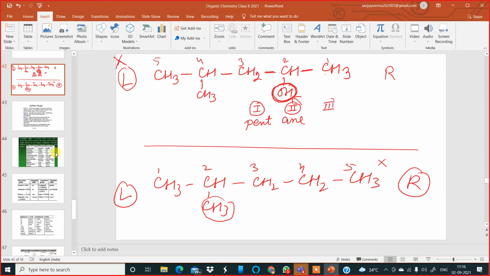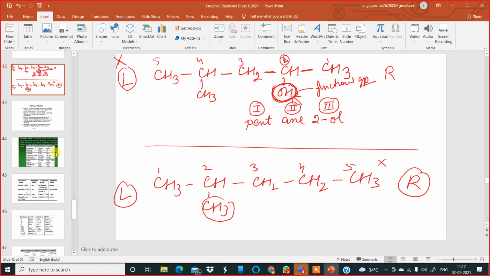Next, number 3 is the secondary suffix. Now, what does the secondary suffix tell us about? OH is there, no? Alcohol is there. This is the functional group, and it is an alcohol. So this OH is present on which carbon? It is present on the second carbon. So I'll put over here 2-ol. Second carbon containing an alcohol, OH group.